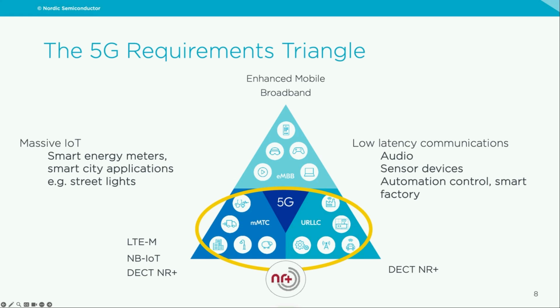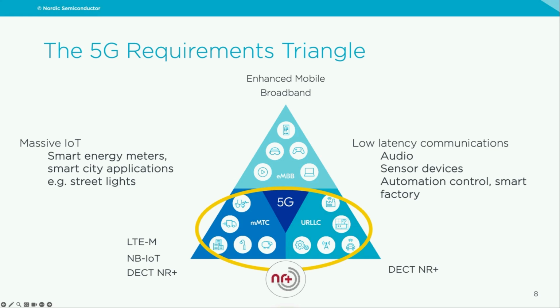In mMTC, the aim is that you can have thousands, tens of thousands, even 100,000 devices per square kilometer. And you can run different kinds of sensor networks, for example, in an urban environment where you would end up with a huge amount of devices in small areas. So that's the massive IoT space. And then the low latency communication, which is more like industrial control. And in the traditional sense, it's like private 5G networks.